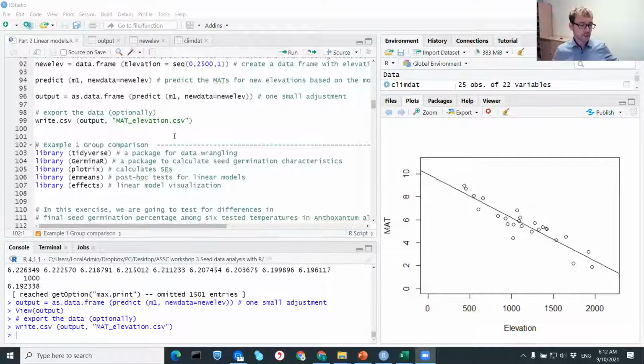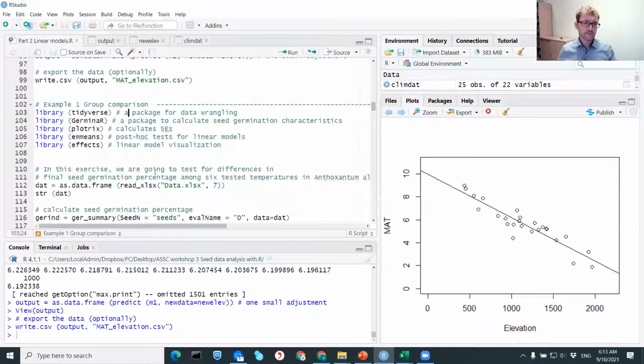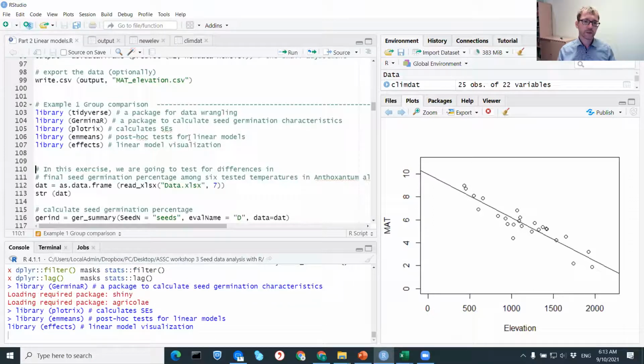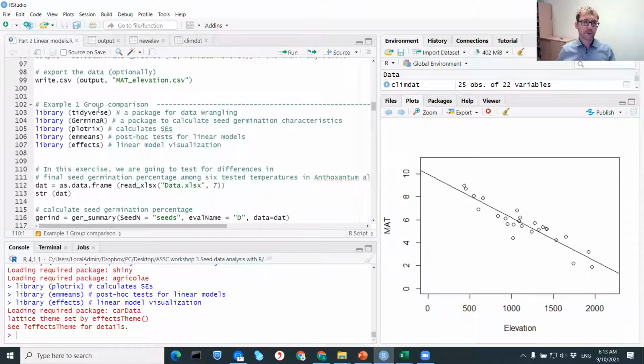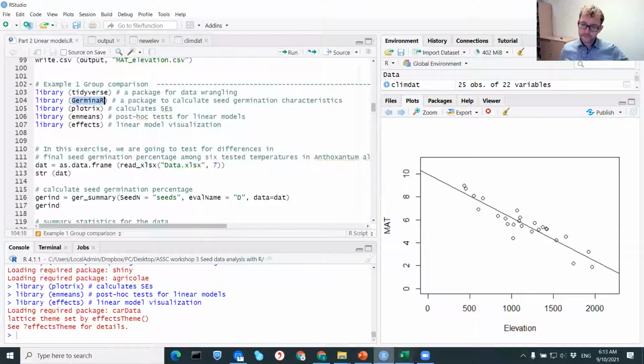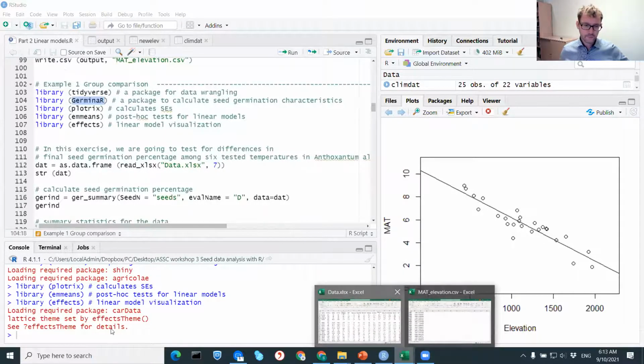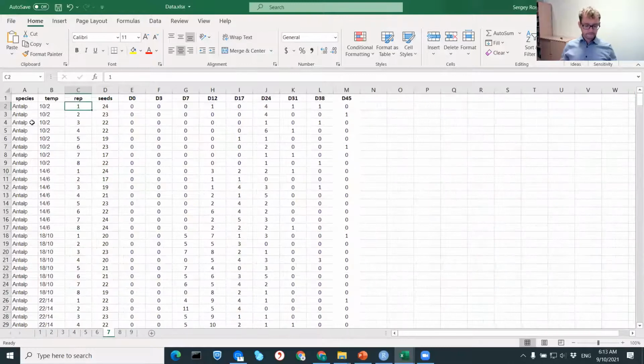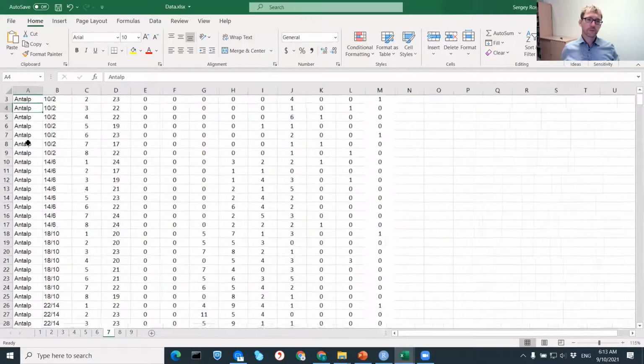All right, so I have a few more examples of how you could use this framework to address some seed ecological questions. So we will need a few of those packages you already know from earlier, tidyverse, and germinationmetrics to calculate the seed germination characteristics. And now we have another data set. So basically you have here two species.